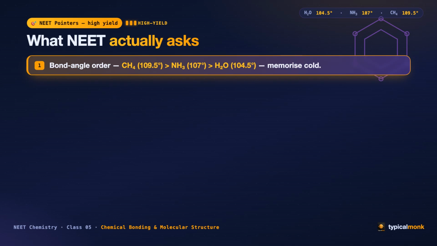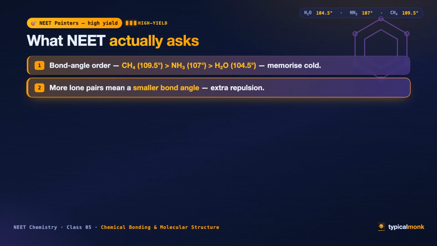Now sit up straight. These 5 lines are what NEET actually asks year after year. 1. The bond angle order: methane at 109.5 degrees, greater than ammonia at 107 degrees, greater than water at 104.5 degrees. Memorize it cold. 2. More lone pairs mean a smaller bond angle, because each extra lone pair adds extra repulsion that squeezes the bonds.